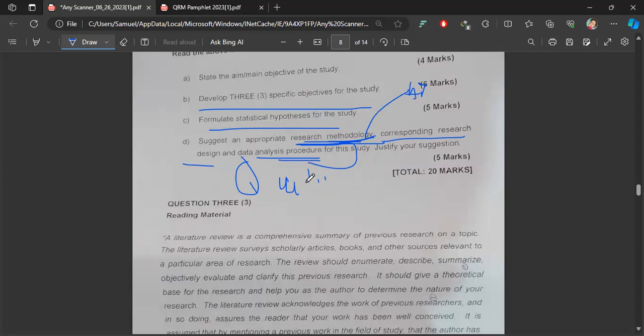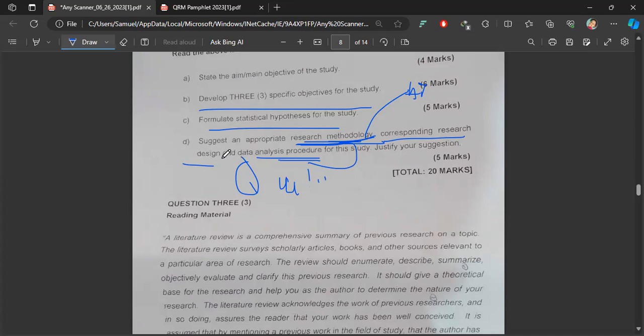So most students just put, what do I call this? What's your methodology? They say qualitative. What's your corresponding research design? They just say descriptive. It's not all the time that this can be descriptive.